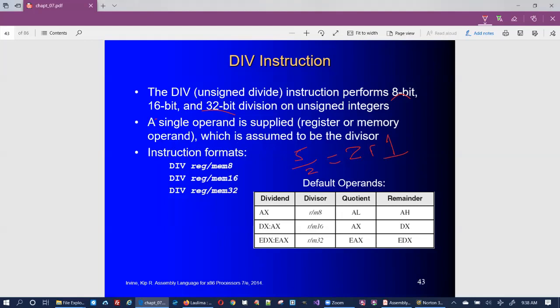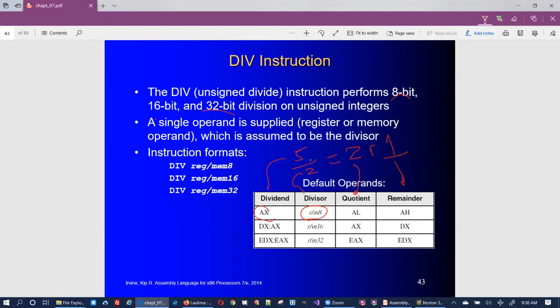So the dividend is the 5. The divisor is the 2. The quotient is the resulting 2. And the remainder is 1. So if we're doing 5 divided by 2, we would put 5 in the AX register, or that's for an 8-bit number, so it takes up 2 bytes.